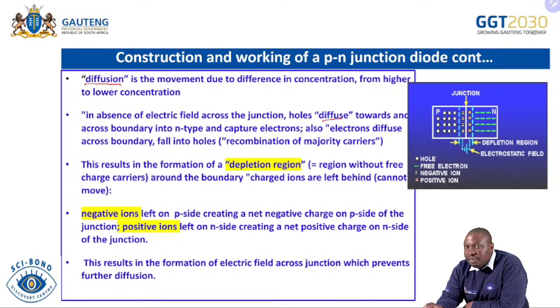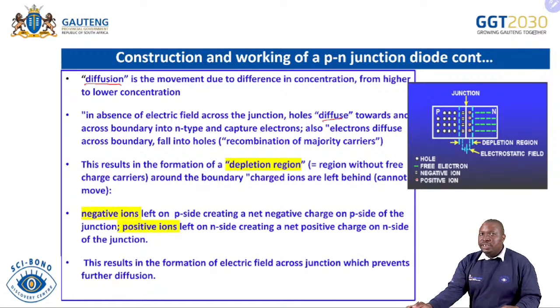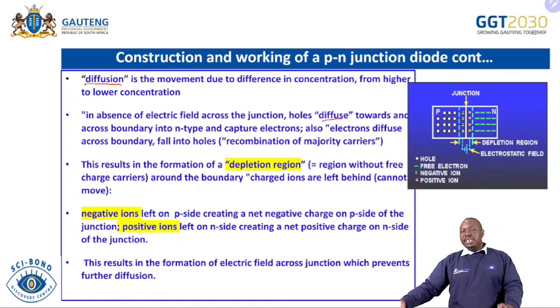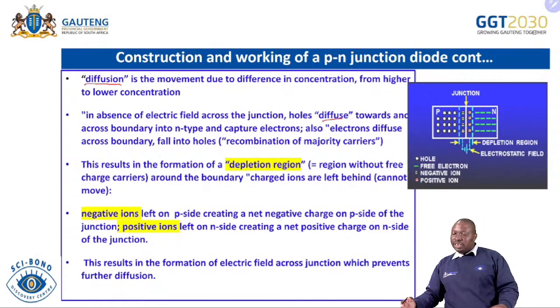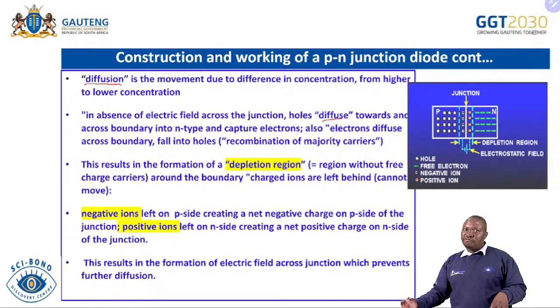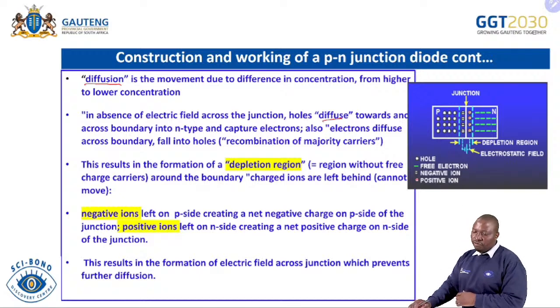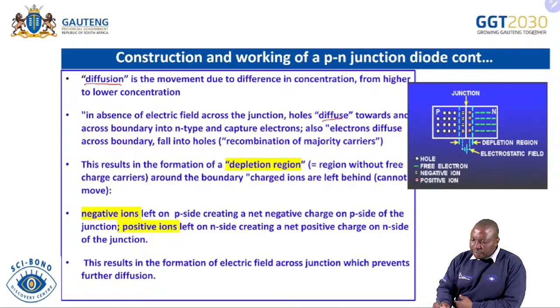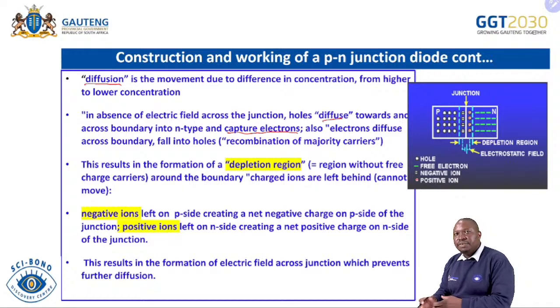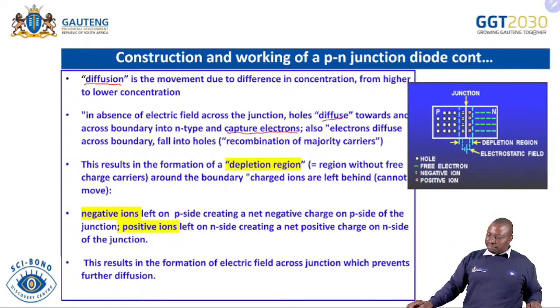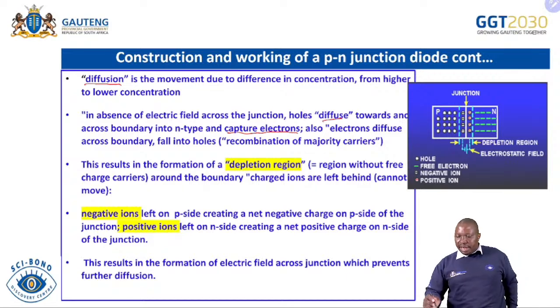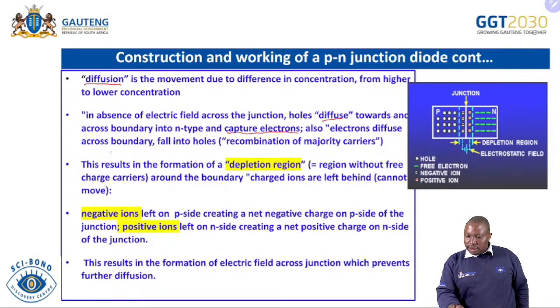The positive will definitely be attracted to the negative. Remember the holes are positive and the N-type is negative. So these holes will start to diffuse from a higher concentration of positive to a lower concentration of positive, across the boundary to the N-type, and capture electrons. When the positive moves towards the N-type, the positive will capture the negative, so they will neutralize one another. And then electrons diffuse across the boundary and fall into holes.